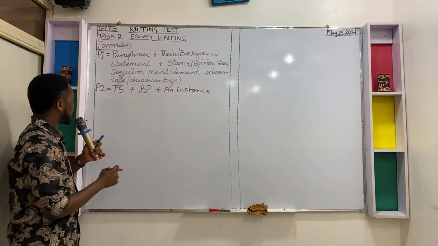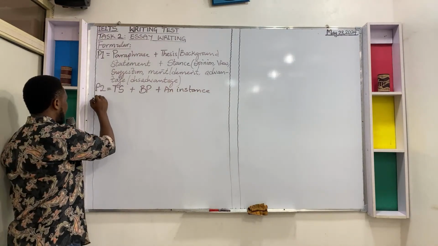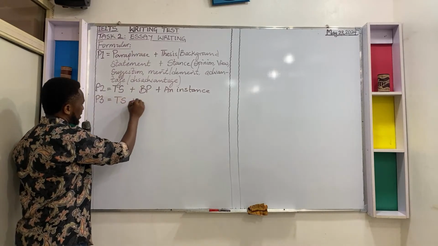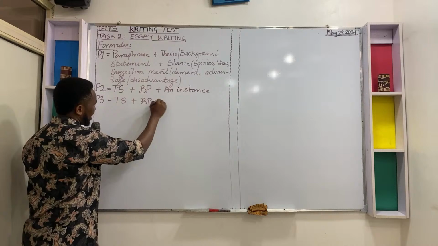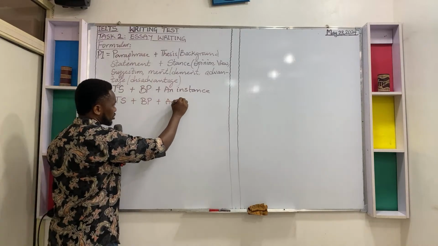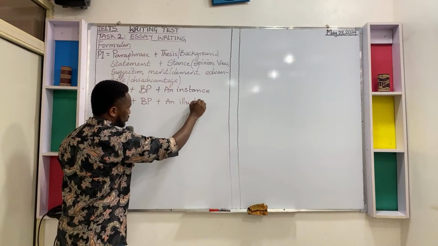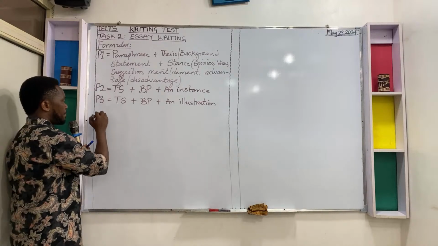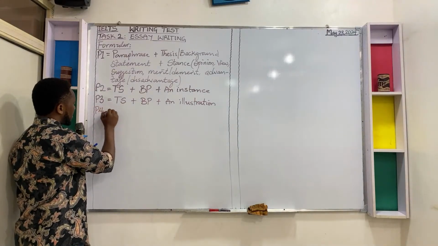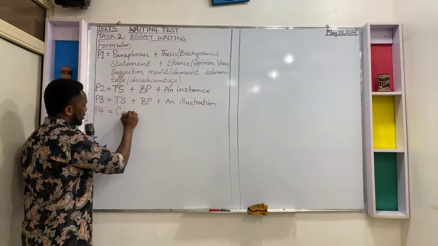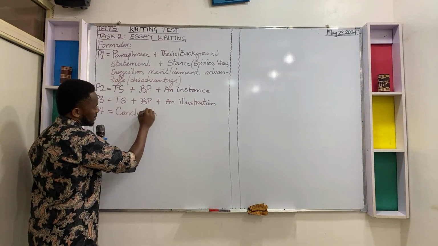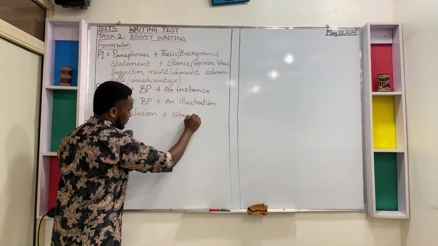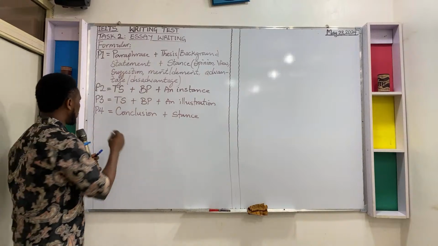Okay, thank you so much. Let's go to P3. So it's the same as P2. Alright, so topic sentence, body paragraph, and an example, illustration for avoidance of repetition. So P4, that's the conclusion. Your stance. Alright, perfect. Thank you so much.